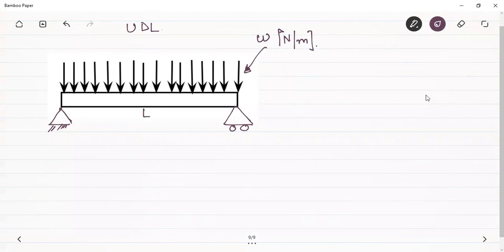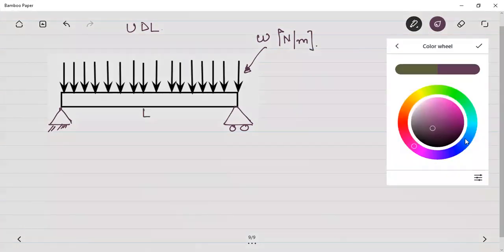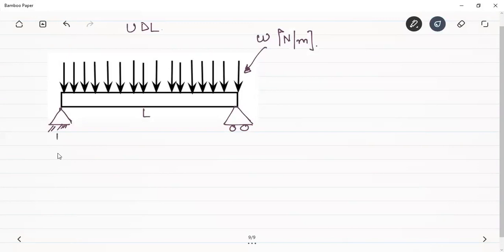If we draw its free body diagram, we have to remove the supports, but I won't draw that again. Let's treat this to be A, this to be B. Here we will have reaction AY. Here we will have reaction BY. The reaction AX I am not going to show because it is equal to 0. Now, what is the net load acting on the beam?